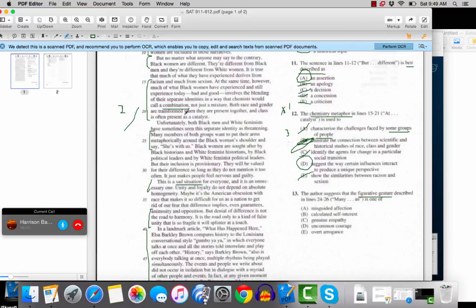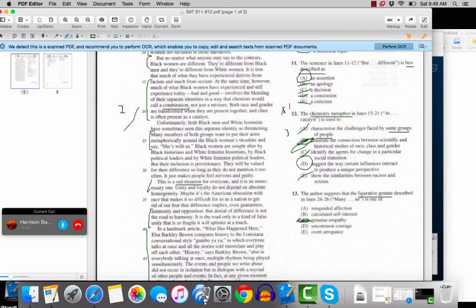So not B. Oh, it could be B. But if you were talking about the different both parties, A looks good. C does not look good because it uses the word genuine. So we know it's not genuine.